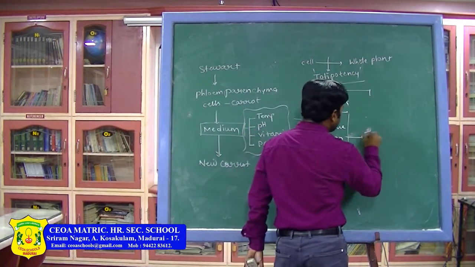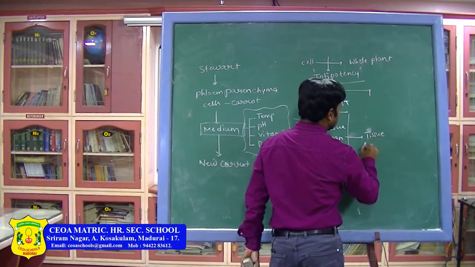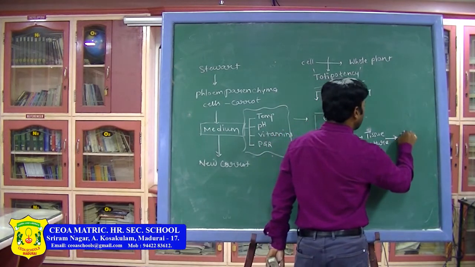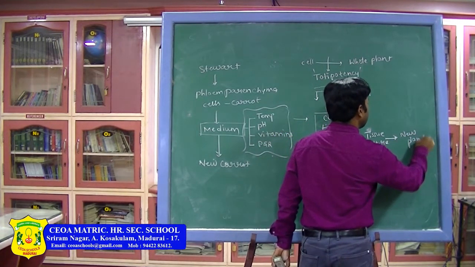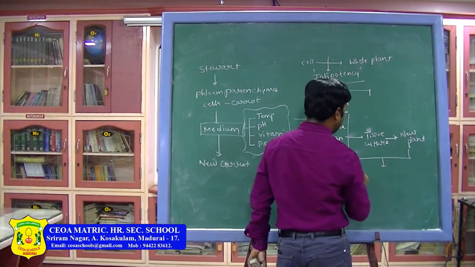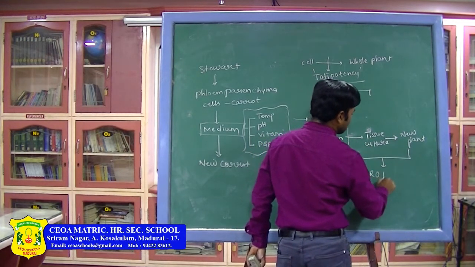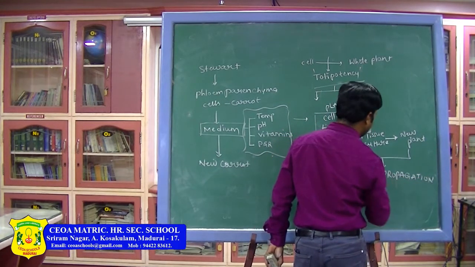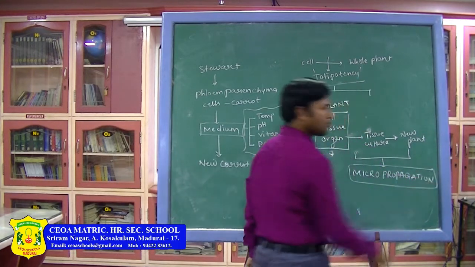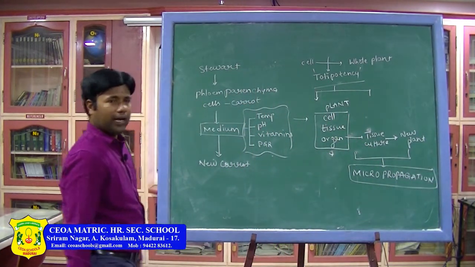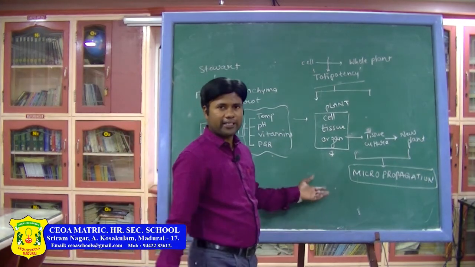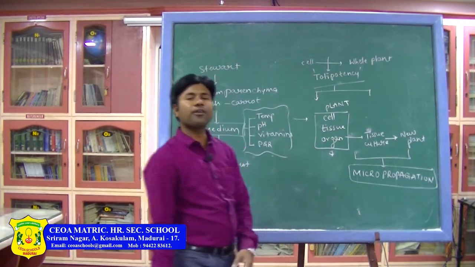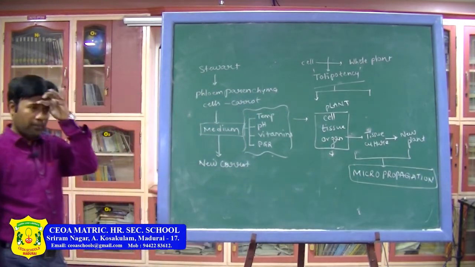Okay. Through the tissue culture technique, if you get a new plant, that is called micropropagation. What do you call that? It is called micropropagation. So tissue culture and micropropagation are advanced techniques to produce more plants in less time. Okay, this is about tissue culture and micropropagation.